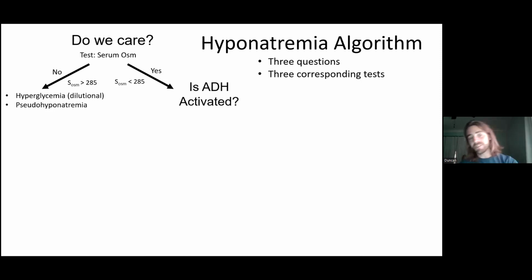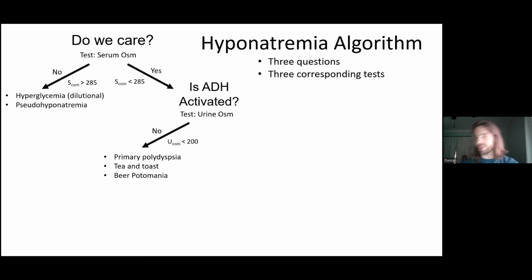And so if someone is truly hyponatremic, the second question we should ask is: is ADH activated? And for that, we test the urine osms, because if the kidneys are pulling back free water, they're going to be concentrating the urine. And so if ADH is activated, we would expect a highly concentrated urine. There are interesting cases of hyponatremia where ADH is not being activated, and yet we are still out of free water balance. And that's the primary polydipsia, tea and toast and beer potomania category.